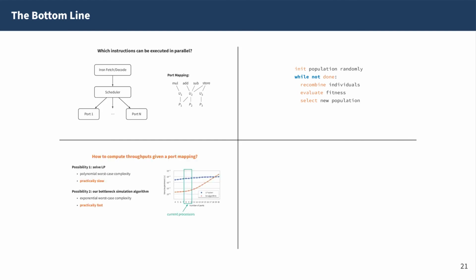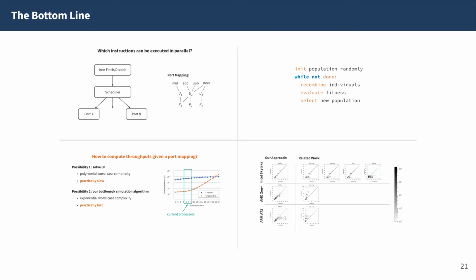This is only feasible since we developed an efficient bottleneck simulation algorithm to evaluate the accuracy of a candidate port mapping with respect to measurements. The accuracy of the resulting port mappings in predicting throughput for port mapping dominated experiments is competitive where existing work applies, and extends to other architectures that were previously out of scope for port mapping inference.